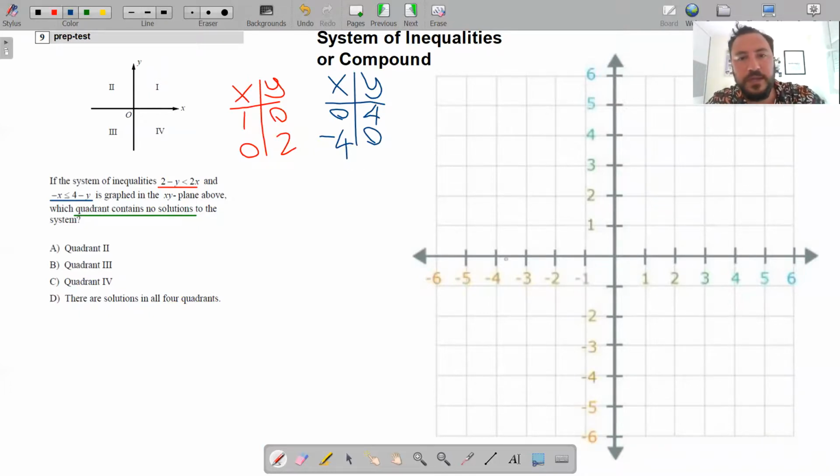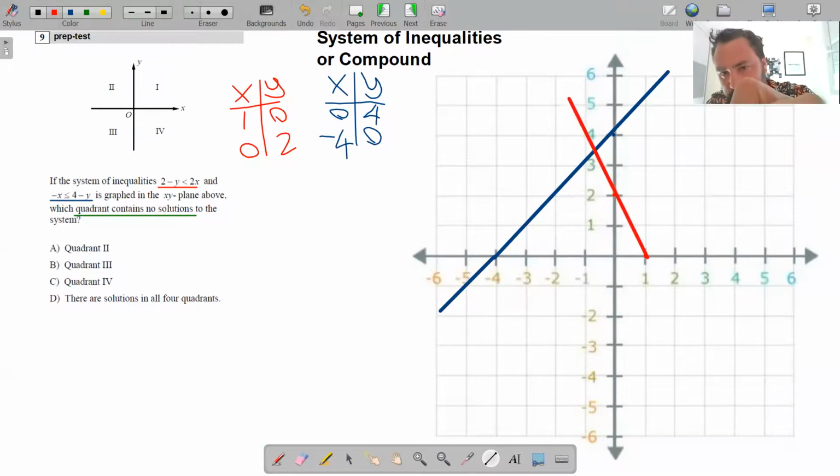I start with the blue one, -4 and 4. From here, only one line passes. Okay, boom. Now I'm going with the red one. The point 1, 0 is this one. The point 0, 2 is this one. So from that, only one line passes. That is this one.